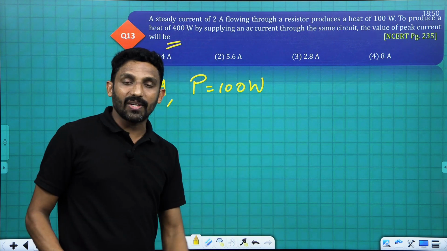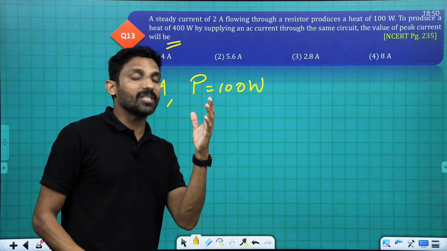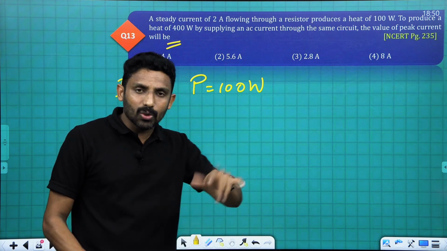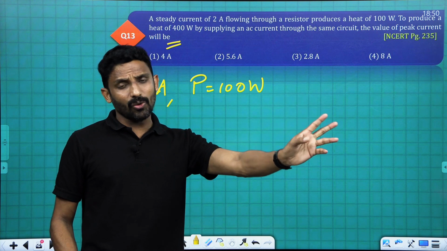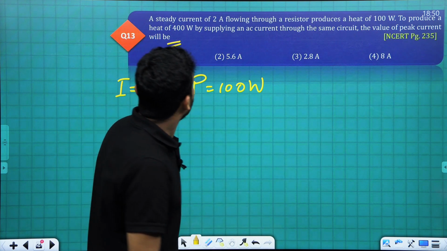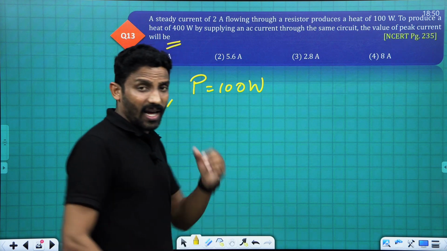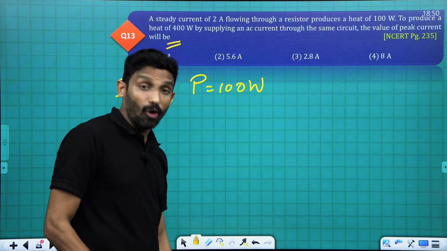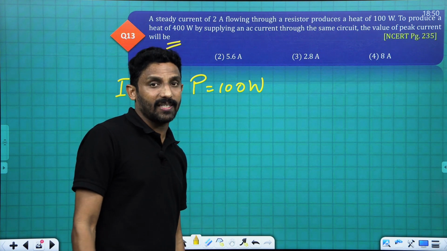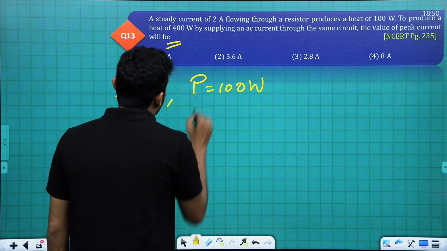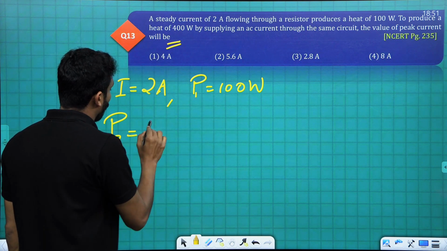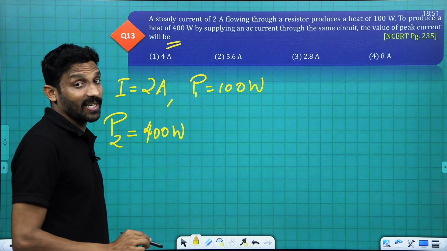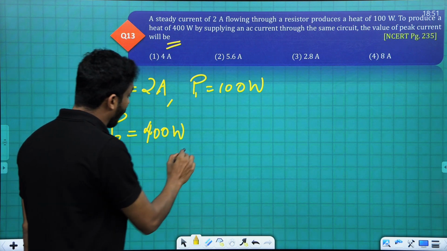From these two data, we get an idea of the resistance, because power is equal to I square into R. Now, in the second case, we are applying an AC current and we have to produce a power of 400 watt. Then what should be the peak value of current is asked. In the first case this is P1, and in the second case P2 should be 400 watt, produced by applying AC current.